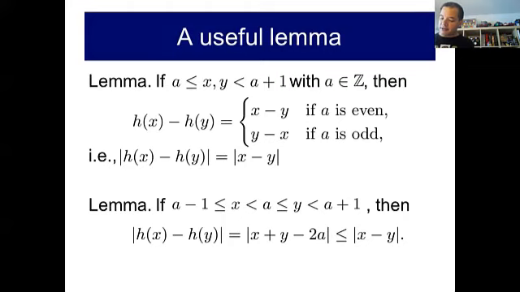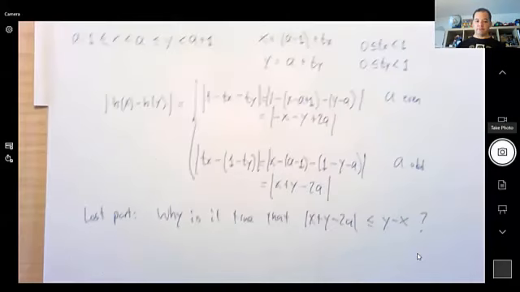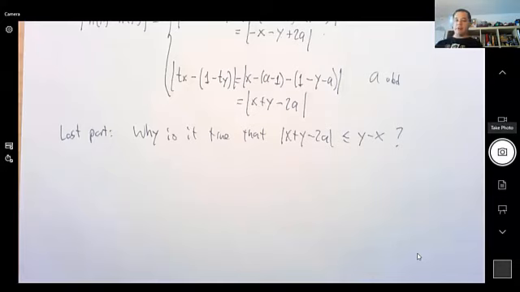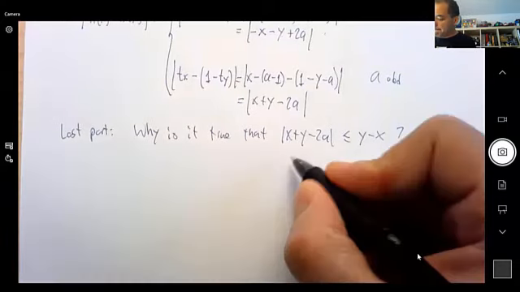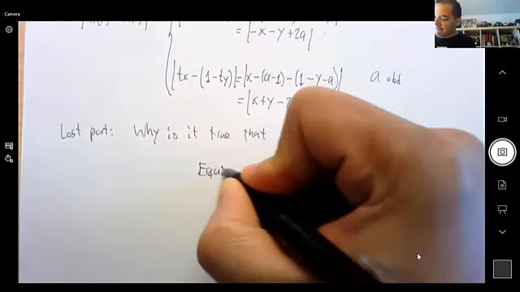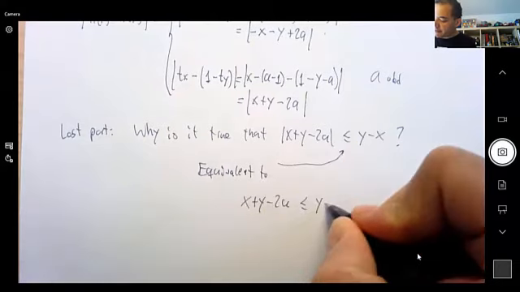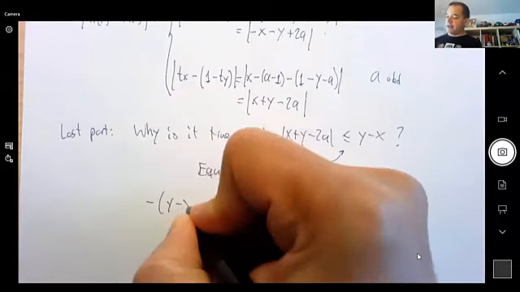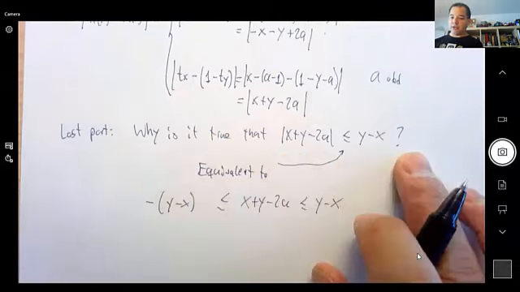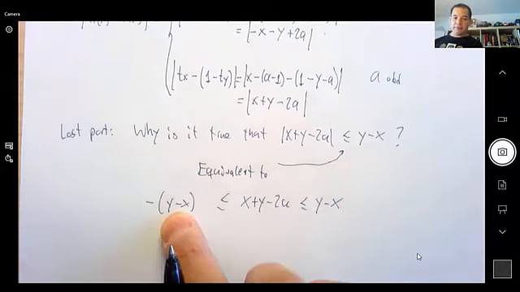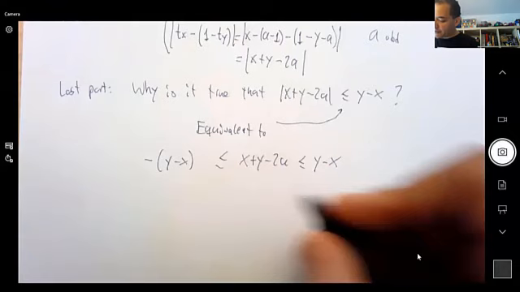So the last part: why is it true that |x plus y minus 2a| is less than or equal to y minus x? And let me show you the screen. So this is the only thing that we're missing. Well, this is equivalent to x plus y minus 2a being less than or equal to y minus x and bigger than minus y minus x, right? So the absolute value is less than some number if it's between the number and the negative of the number. And now I'm just going to convince you that this is correct. This is negative y plus x.